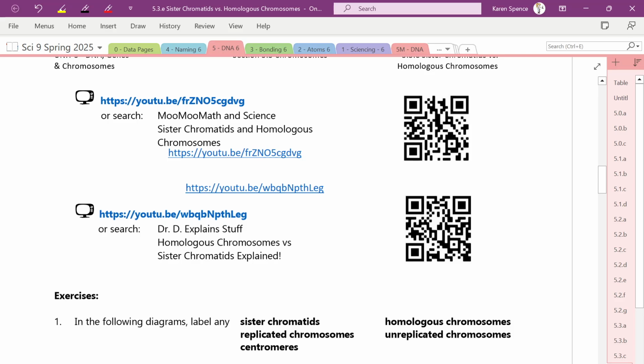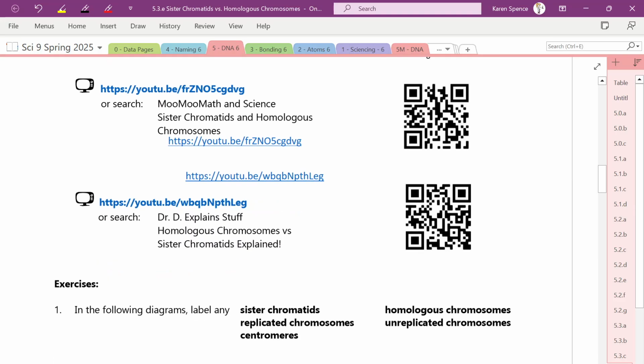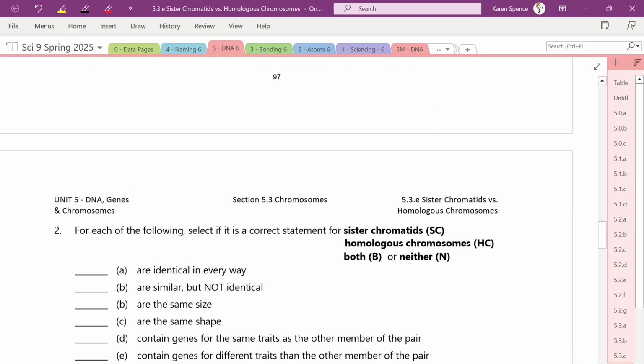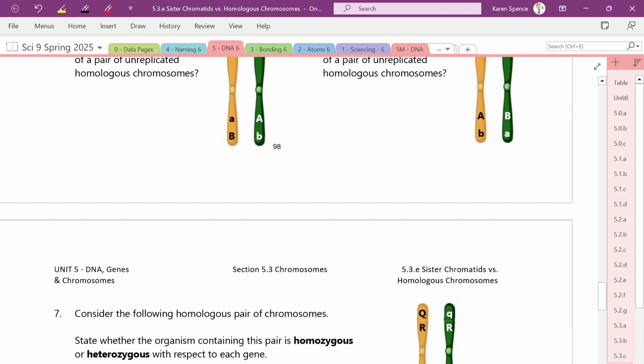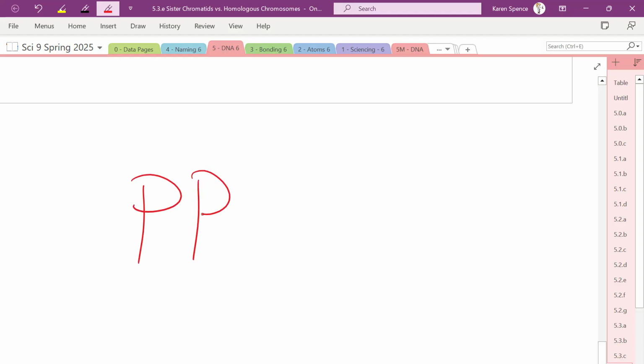There are a couple of little videos here if you ever want to look at them. We're not going to go through them right now, but feel free if you want to look at them. There are QR codes there. So there are some questions on pages 97, 98, 99. And then after that, you've got some time to put together your cheat sheet for tomorrow.